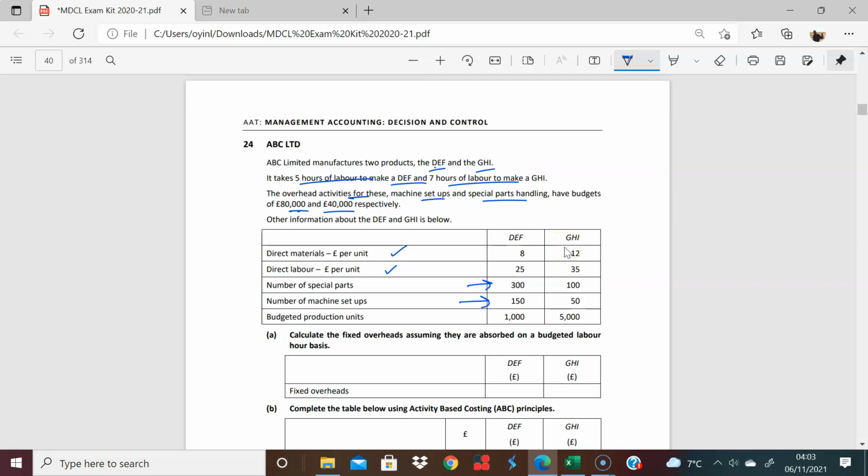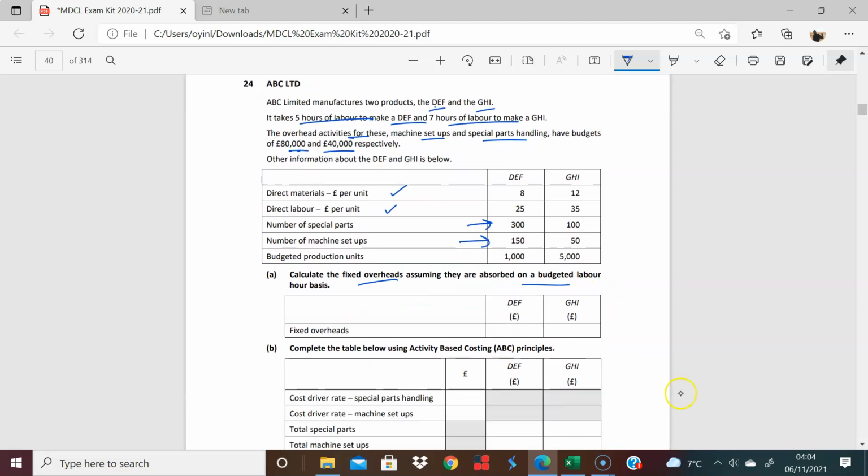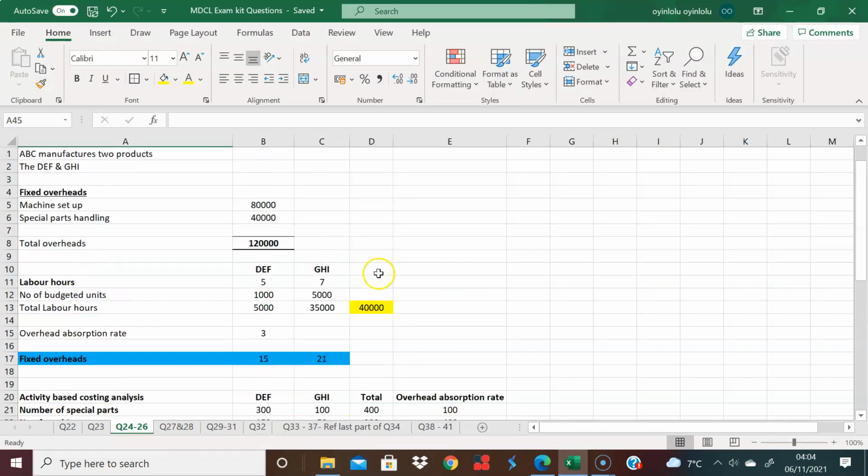Okay, so first of all, it says calculate the fixed overheads, assuming they're absorbed on budgeted labor hours. So what I'm really saying is that we assume with traditional absorption costing that all of the overheads are driven by labor hours. So the first thing I need to do is to get the total set of overheads, which is the 80,000 plus the 40,000, which is 120,000, and also I need to get the total number of labor hours.